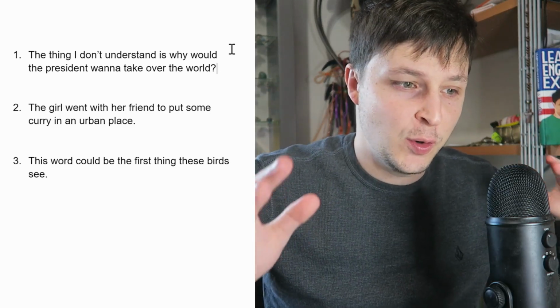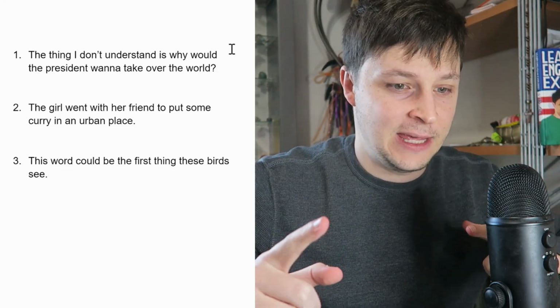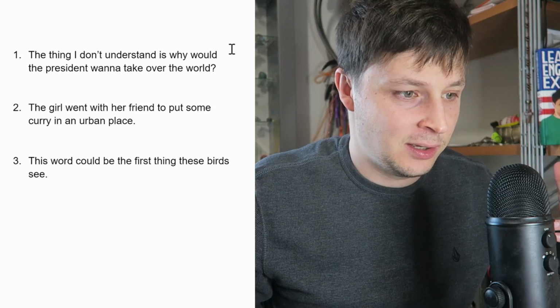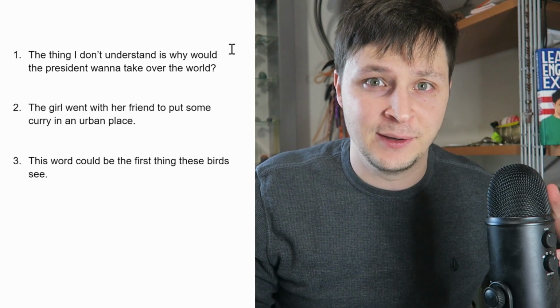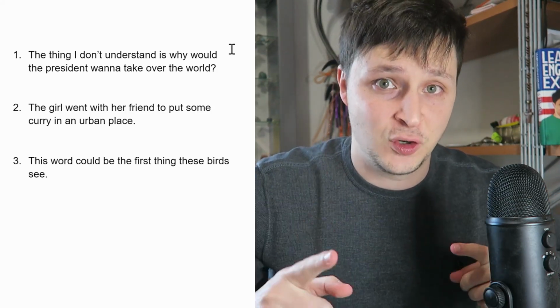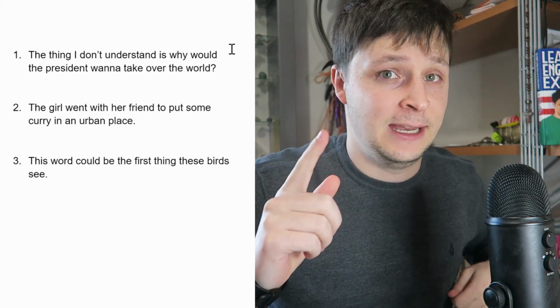How would you read these three sentences? They look like simple sentences, but there's actually a lot of tricky pronunciation in here.